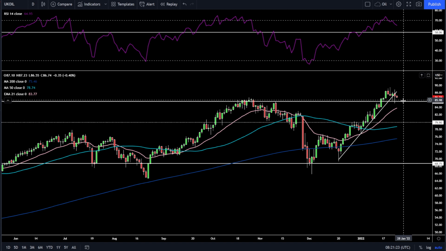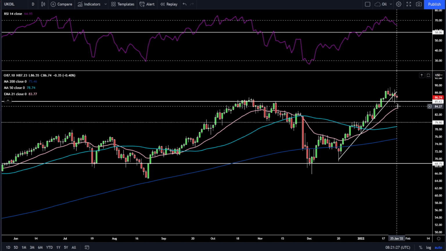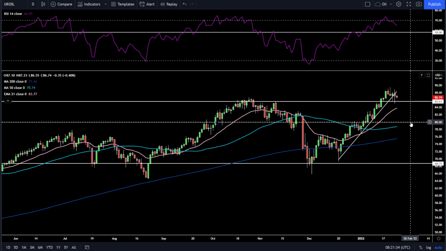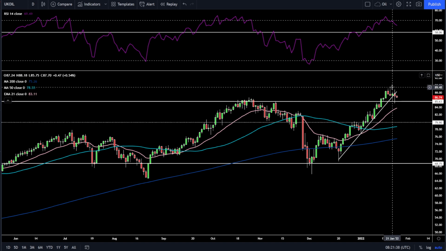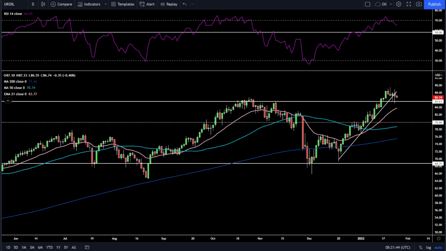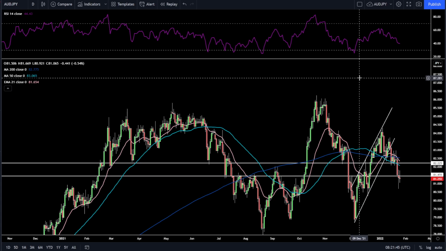So yeah, targets wise, first initial target on the downside 85.50, 85.70, and then the 21-day exponential moving average, which comes in about 83.77. Below there, we've got the $80 mark. On the upside, I'd target the $90, which we got up to just about shy of on the 20th of January of this year.